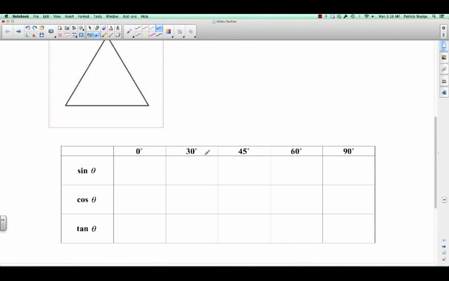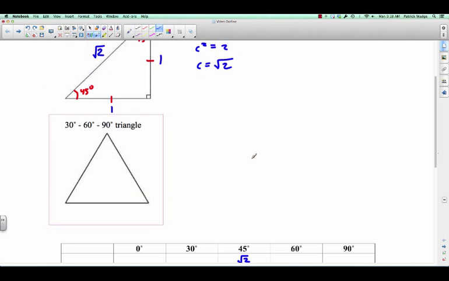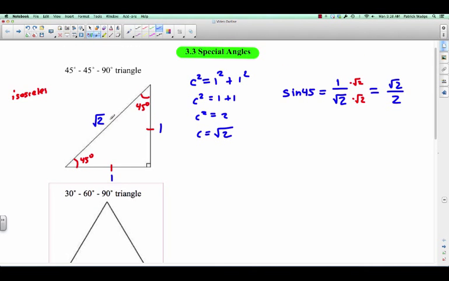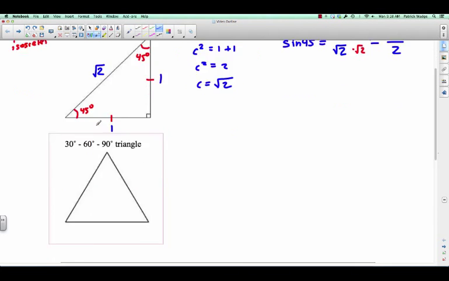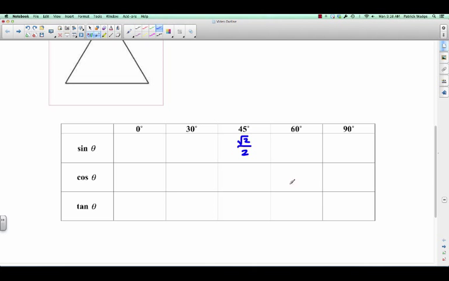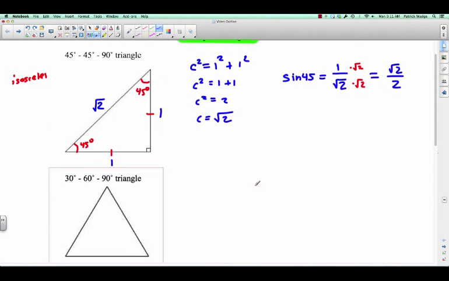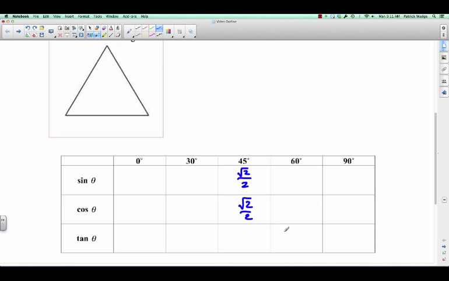We can put that in. Sine 45 is root 2 over 2. Okay, cosine 45. I won't write it here, I'll just go directly down there. If I look at the 45 and I look at cosine, that's adjacent 1 over hypotenuse root 2. It's also 1 over root 2, and if we rationalize the denominator, root 2 over 2. Tan. Tan is equal to opposite over adjacent. Opposite, 1, adjacent, 1. So 1 over 1, or just 1. There we go.